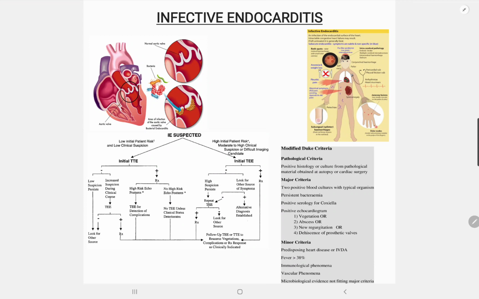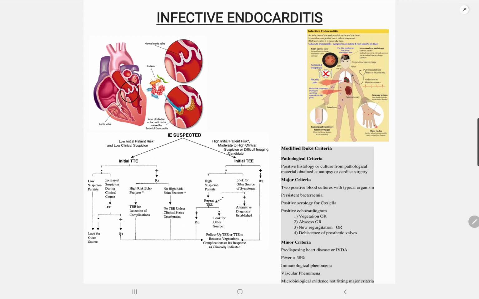The minor criteria include predisposing heart disease or IV drug abuse, fever more than 38 degrees, immunological phenomena, vascular phenomena, and microbiological evidence not fitting the major criteria.